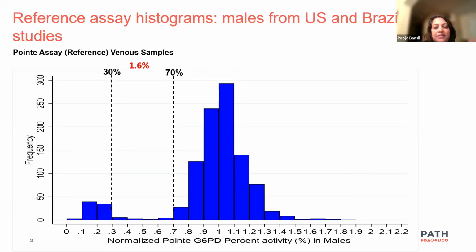Frequency is on the y-axis, and normalized Point G6PD activity is presented on the x-axis. As expected and consistent with G6PD epidemiology and the schematic presented earlier, we see the bimodal distribution in males. However, there are few males in the intermediate range, between 30 to 70% G6PD activity, and this accounts for about 1.6% of all males. Next slide.